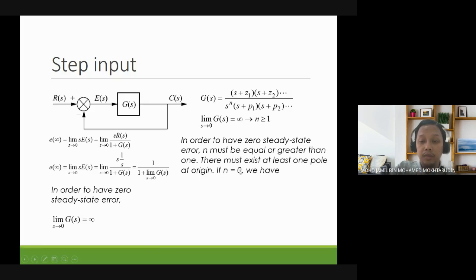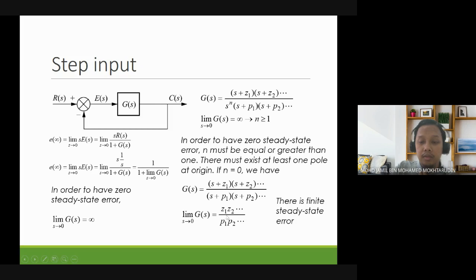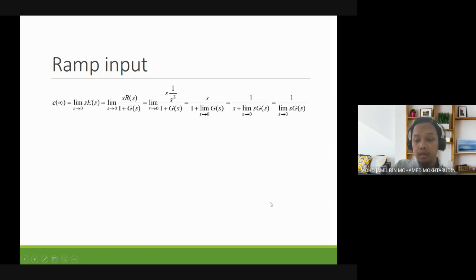If N equals 0, we have this transfer function. You just substitute N equals 0. So the limit of G(S) will be finite, it will have a value, it will not become infinity. When there's a value here, then the steady state error is not 0.